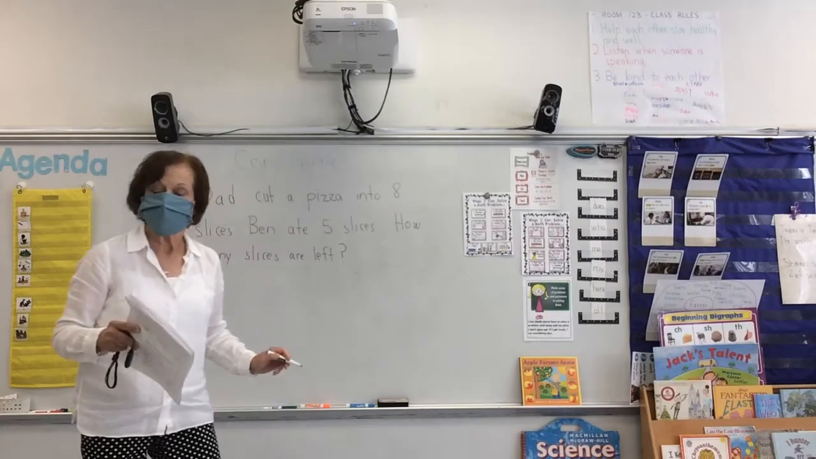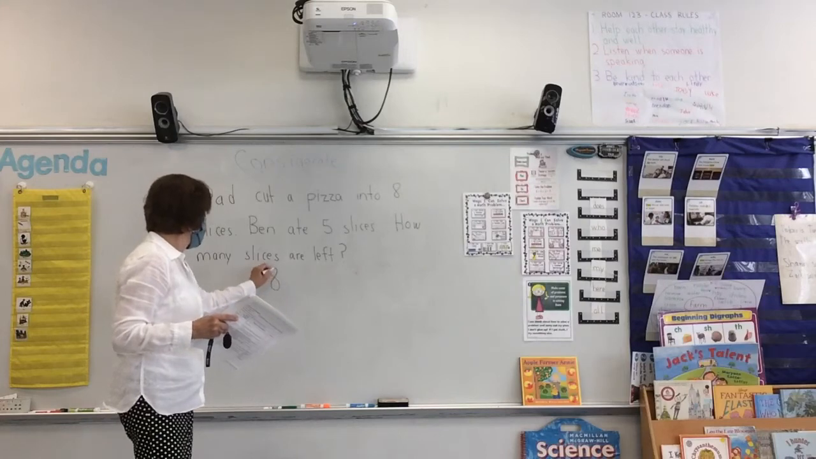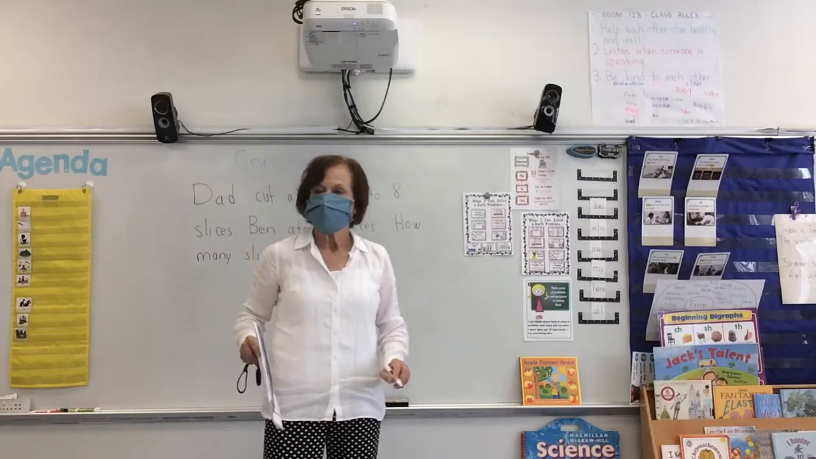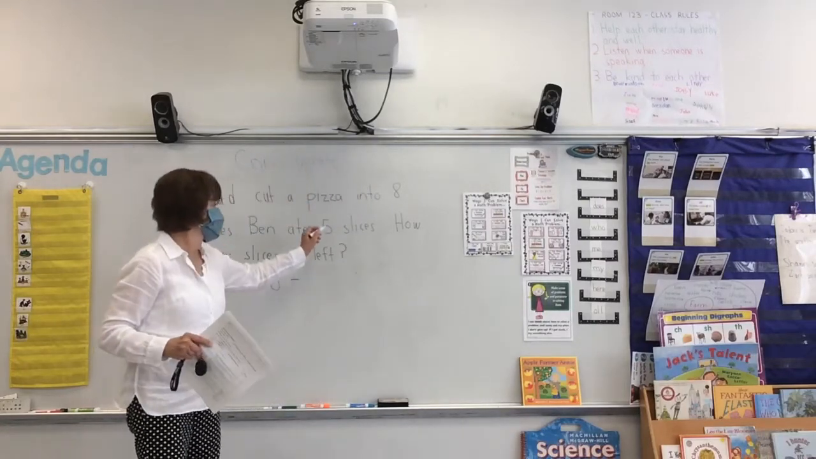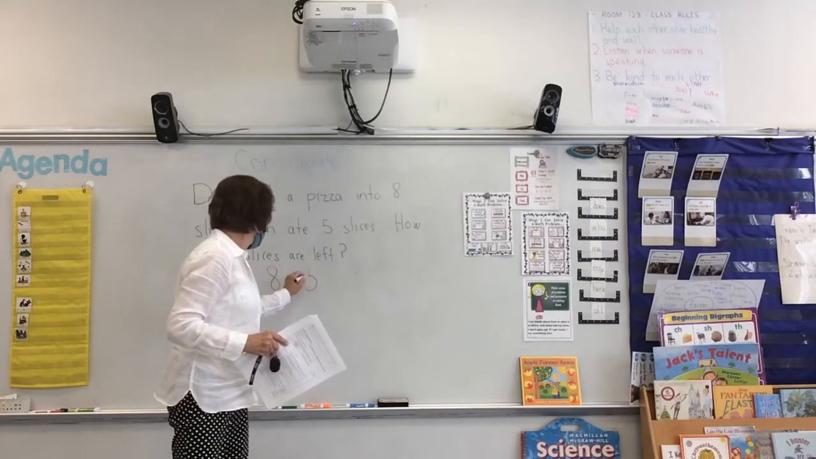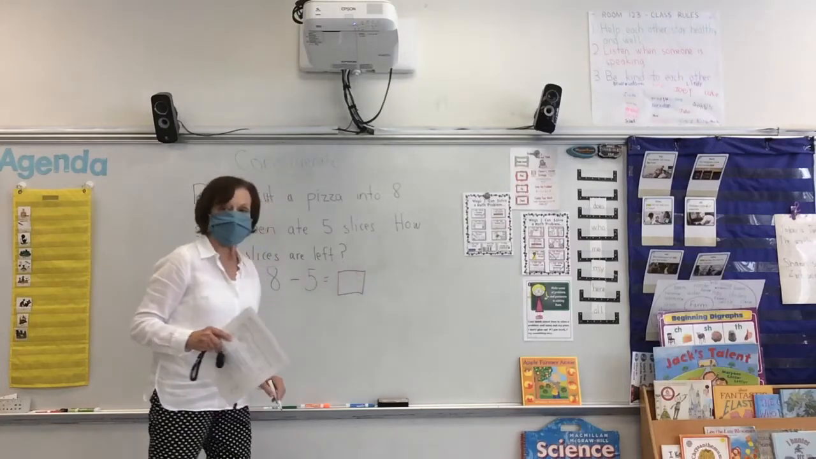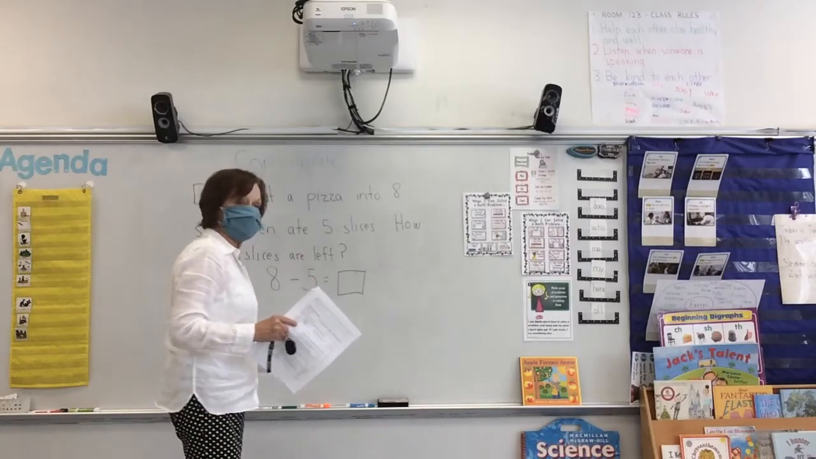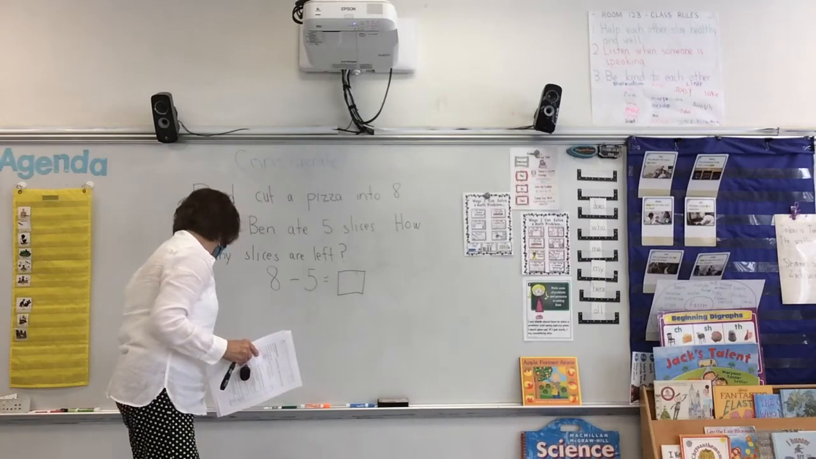Brendan? 8. So that's how many slices there are. And minus. Why am I doing minus? Because I'm taking away. What am I taking away? 5. The 5 pieces that Ben ate. What is it going to equal? I'm going to put a box because I haven't solved the problem yet. The question is how many slices are left. We're not answering it yet. We have to solve it.